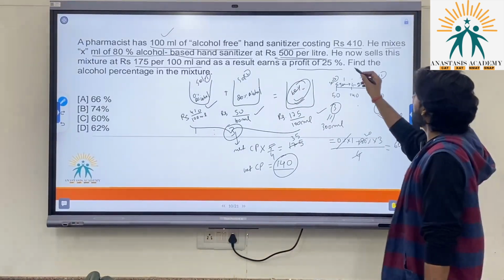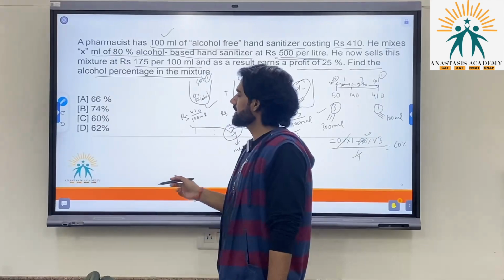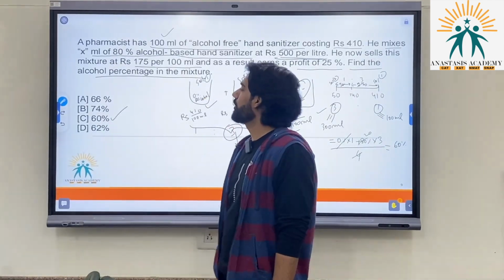What is asked is to find the alcohol percentage in the mixture. So the correct answer is 60%. Option C is correct.